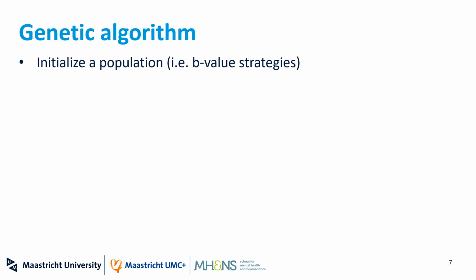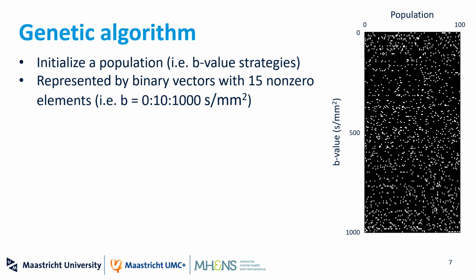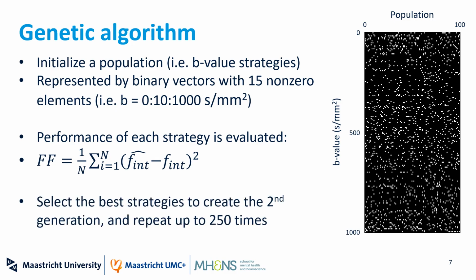We used a genetic algorithm to calculate the optimal B-values. First, a population is randomly initialized, described as binary vectors with 15 non-zero elements representing the B-values. Subsequently, the performance of each strategy is determined using the so-called fitness function. Here it is represented as the root mean square error of the intermediate component fraction. Next, the best performing strategies will be selected, and using crossover and mutations, a new population will be created. This is then the second generation, and this process is repeated until the 250th generation.